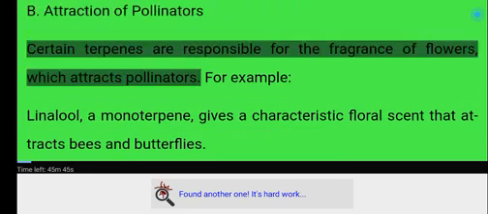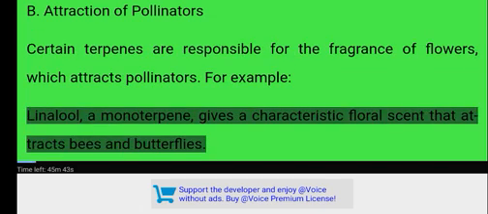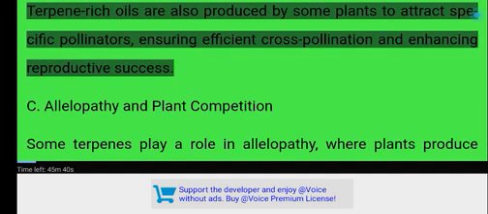B. The attraction of pollinators. Certain terpenes are responsible for the fragrance of flowers, which attracts pollinators. For example, linalool, a monoterpene, gives a characteristic floral scent that attracts bees and butterflies. Terpene-rich oils are also produced by some plants to attract specific pollinators, ensuring efficient cross-pollination and enhancing reproductive success.